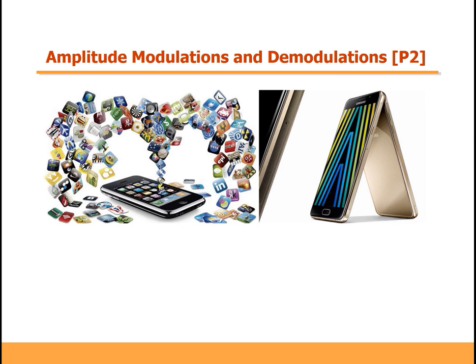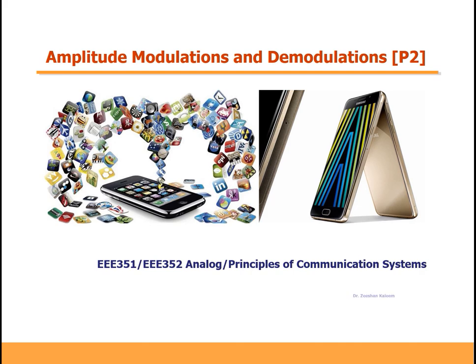This is the chapter on amplitude modulation and demodulation. The course title is EEE 351 or 352, Analog Principles of Communication Systems. Here I am Dr. Ishan Kalim from the EC Department, CUI Wah campus.